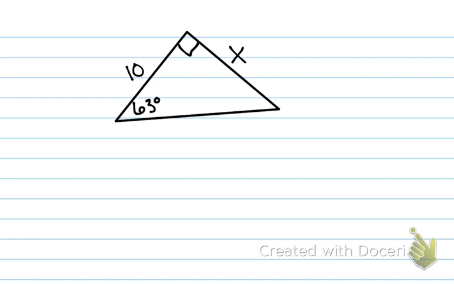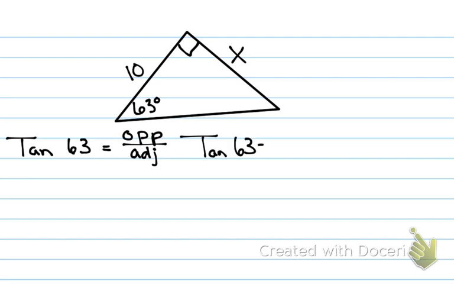You see that? So now I'm going to go tangent 63 equals opposite over adjacent. All right, so that means tangent 63 equals x over 10. Do you see how I made that substitution? All right, now I don't mind if you just go ahead and plug it straight in on your homework and don't rewrite it again.